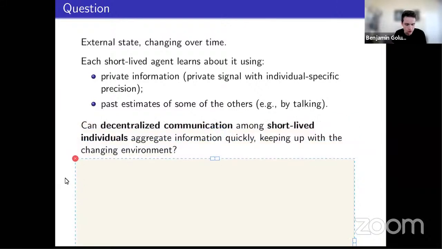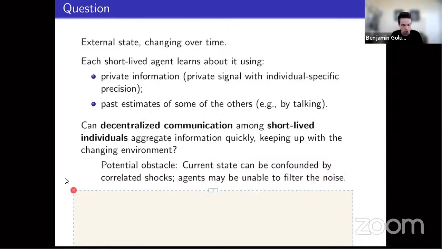The basic question that we organize the paper around, even though we consider other questions, is can decentralized communication in a network among people who have some kind of locations that determine who they learn from, aggregate information in a reasonably good way? Can we keep up with the state at a good rate, whatever that will mean? The potential obstacle is that the best signals I can get about the state just have some confounds in them that I can't get rid of. So social learning may be confounded, and I might not be able to really tease out the truth from social learning echoes and noise. And so the question is, when does this happen?